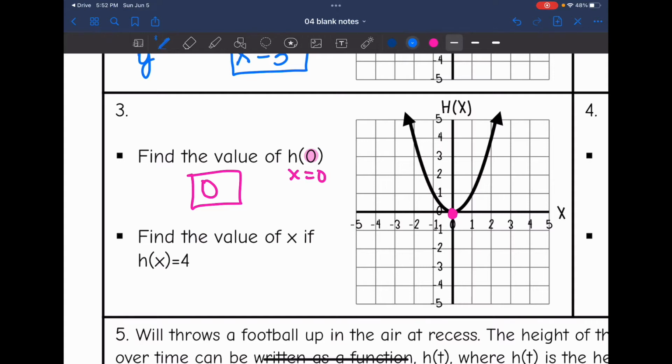And then this one says find the value of x if h of x equals 4. And it shows you right here, this is h of x. So I'm going to go to where h of x is 4. Right here, and I actually have two x values at that part on the graph, negative 2 and positive 2.